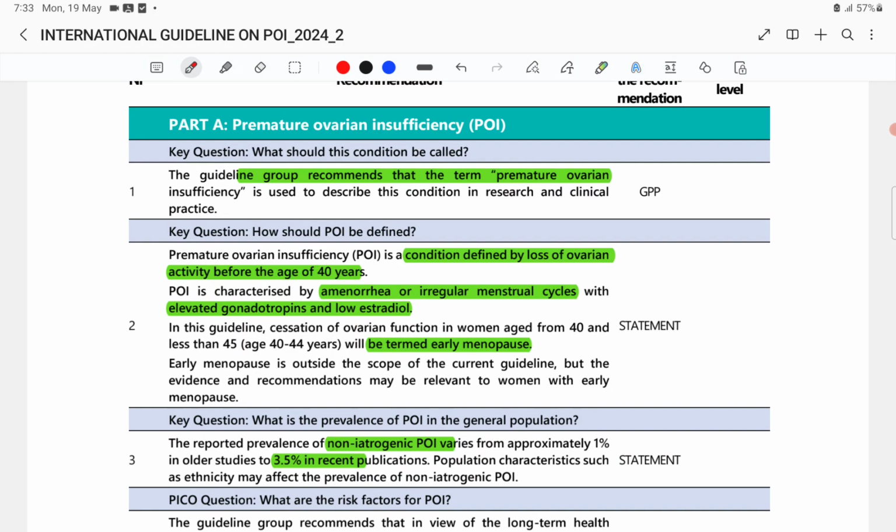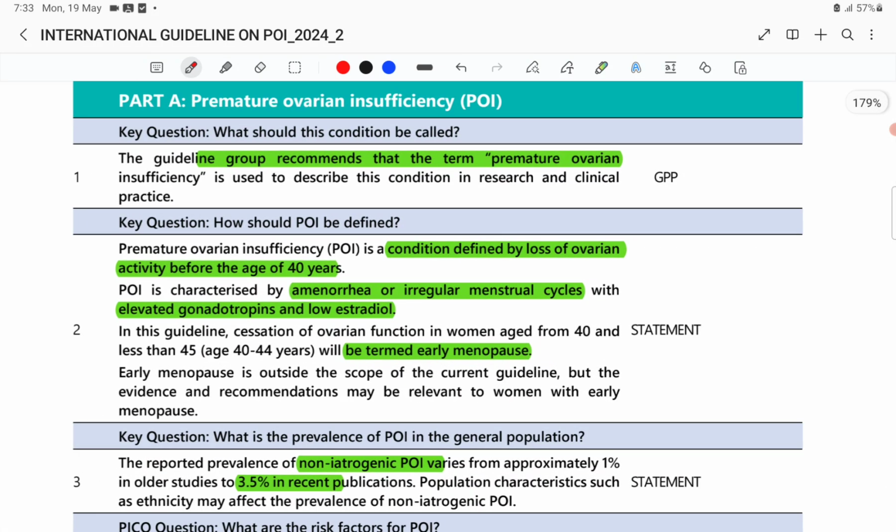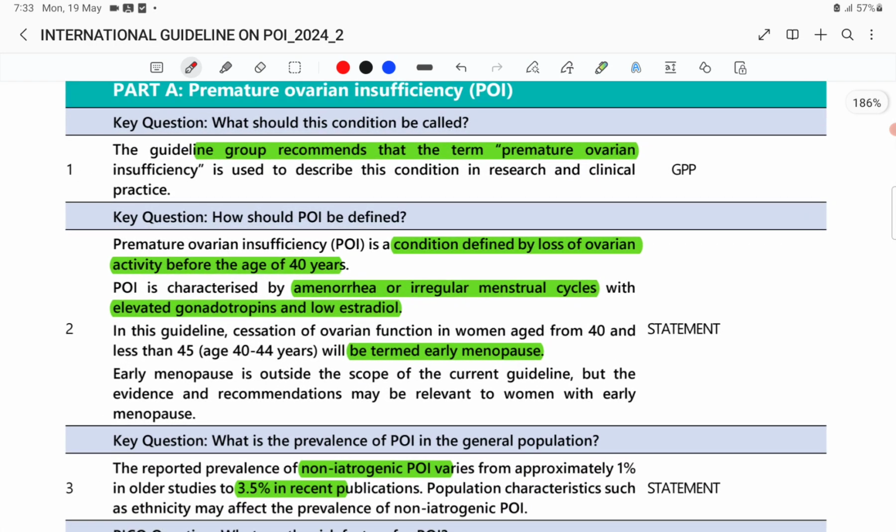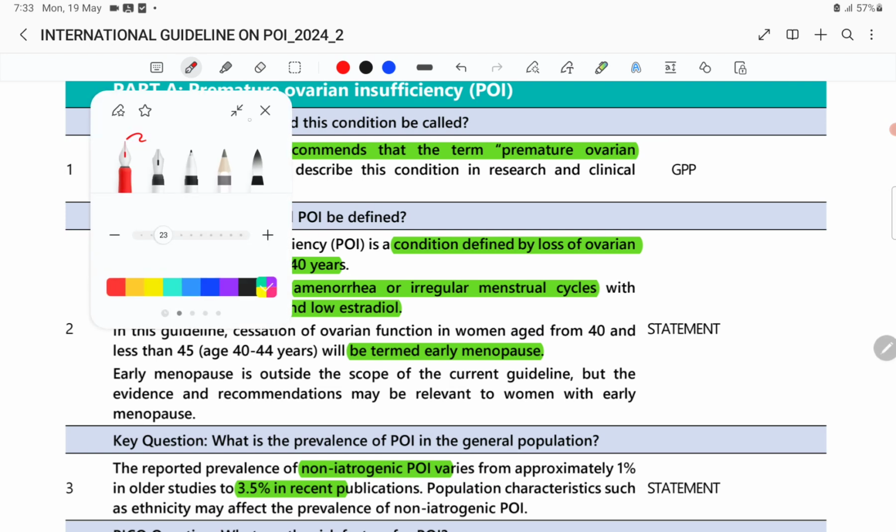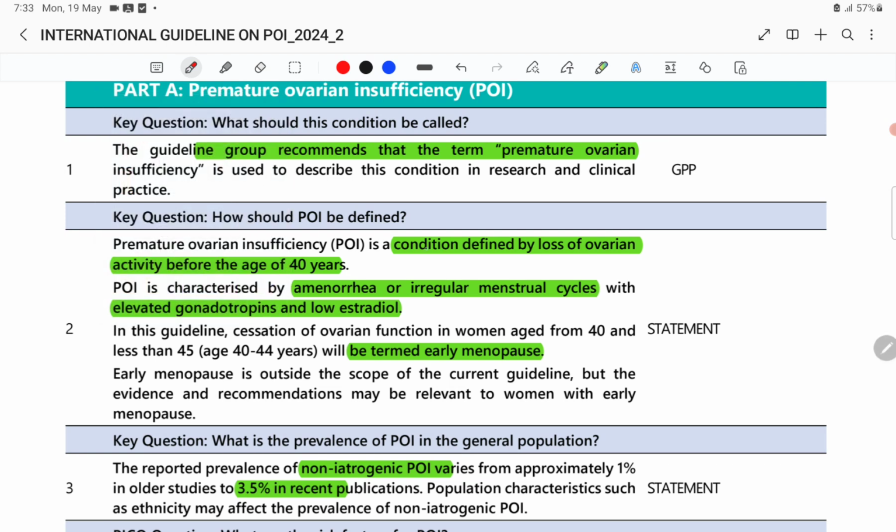How should you define premature ovarian insufficiency? This is a very, very important statement. The condition is defined by loss of ovarian activity before the age of 40 years. That is the first statement in the guidelines: before less than 40 years.